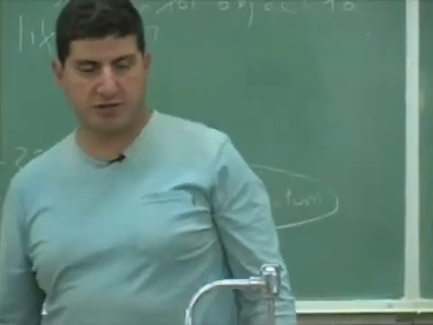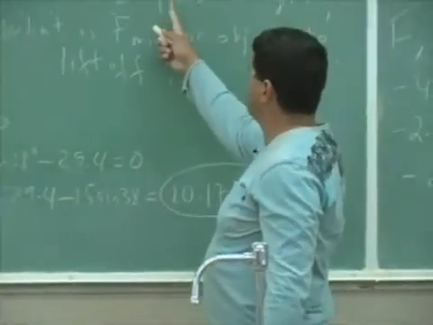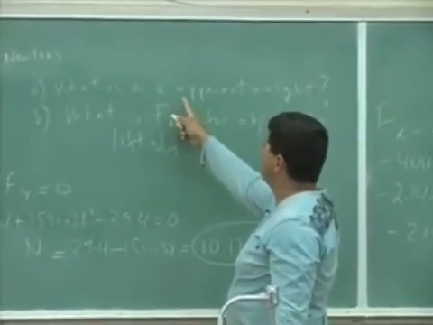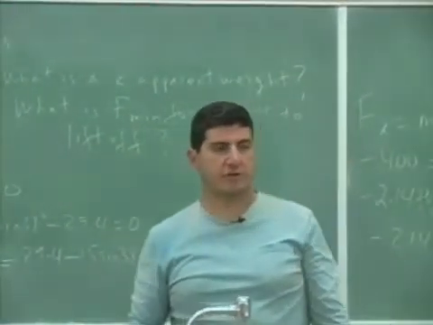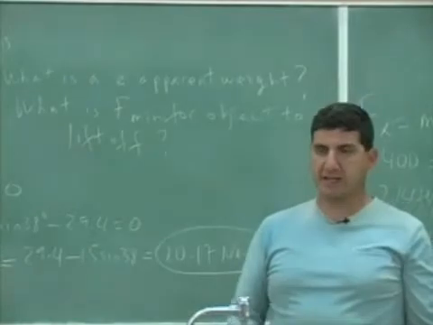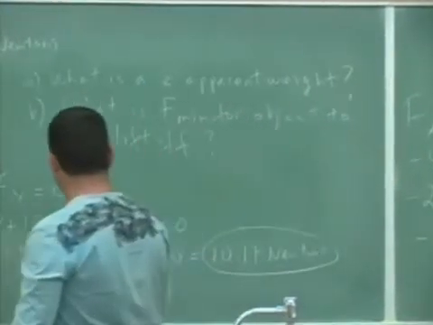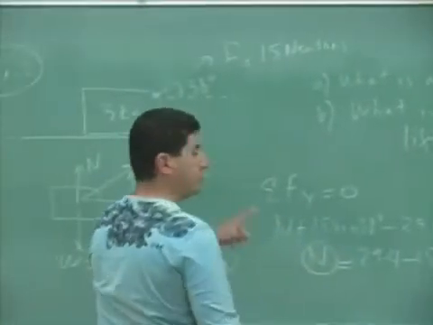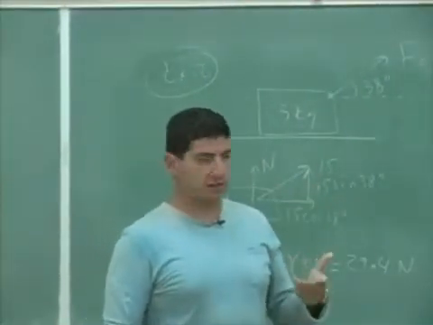20.17 newtons. That is the apparent weight. Notice in part A, I didn't even ask what is the normal force. When I ask what is the apparent weight of an object, I am already asking what is the normal force. Okay? In other words, the normal force is the weight that an object feels that it is.